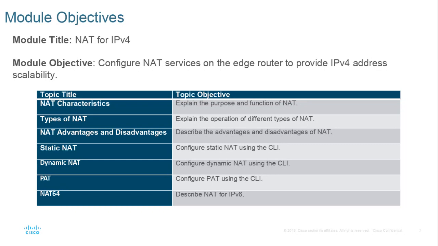And then we'll look at NAT for IP version 6, which is a conceptual thing only, because currently the CCNA objective is only to be able to configure network address translation for IP version 4. We don't have to do IP version 6 translation anymore.